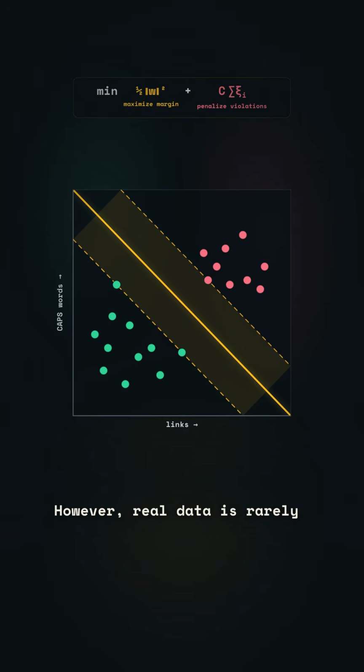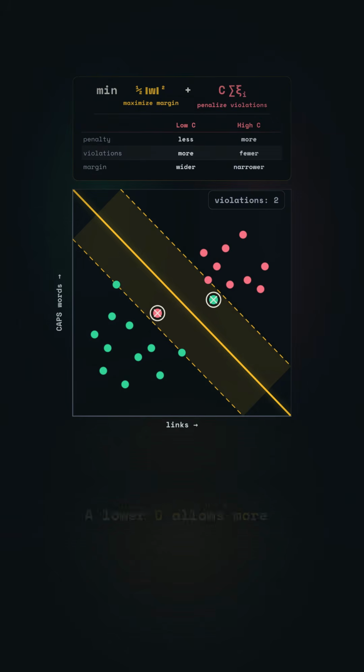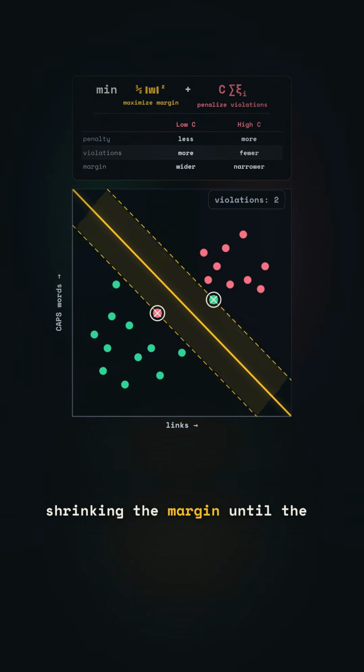However, real data is rarely perfectly separable, so an SVM allows a few violations to keep the margin wide. This trade-off is controlled by the parameter C. A lower C allows more violations, for a wider margin, while a higher C penalizes them more, shrinking the margin until the closest points become support vectors. C is usually tuned with cross-validation.